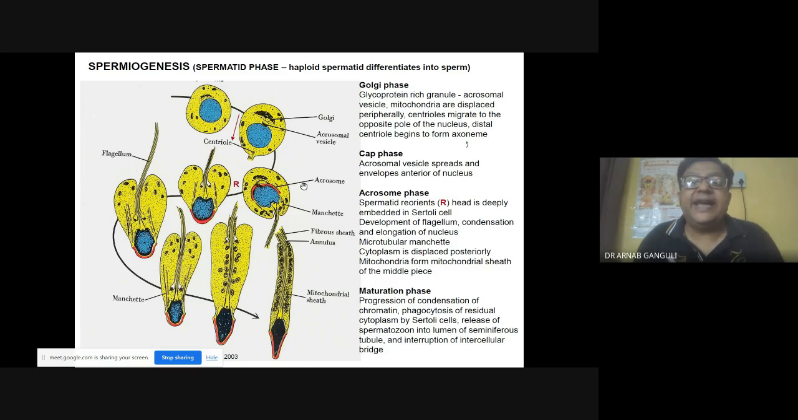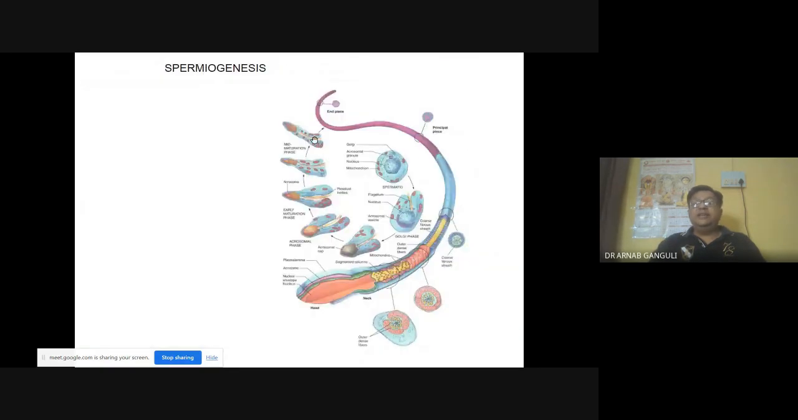The next is the cap phase, where the cap is being formed. And then the acrosomal phase, where the acrosome is formed. Excess cytoplasm is shed out. So this is the spermatid phase. The same thing, the matured sperm is formed.